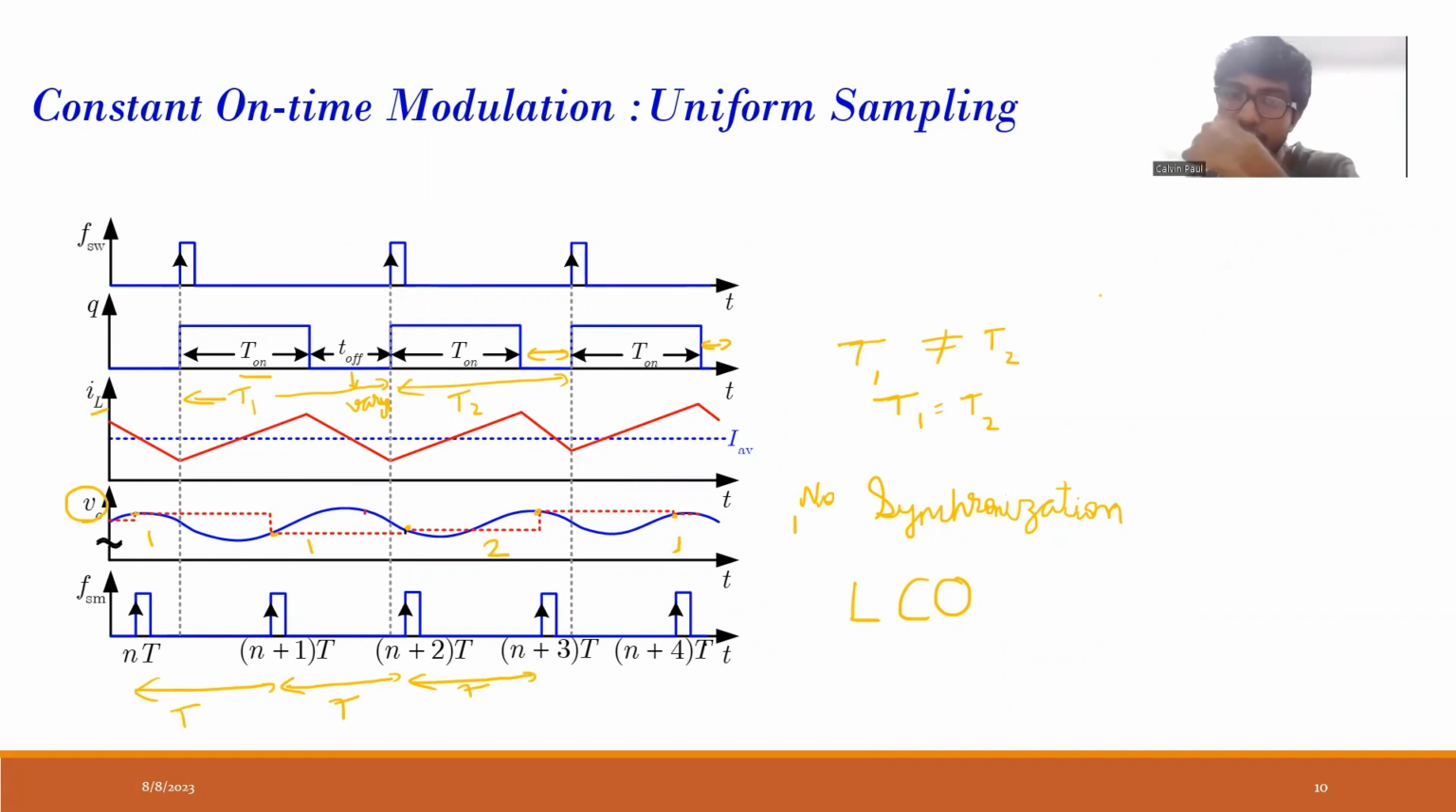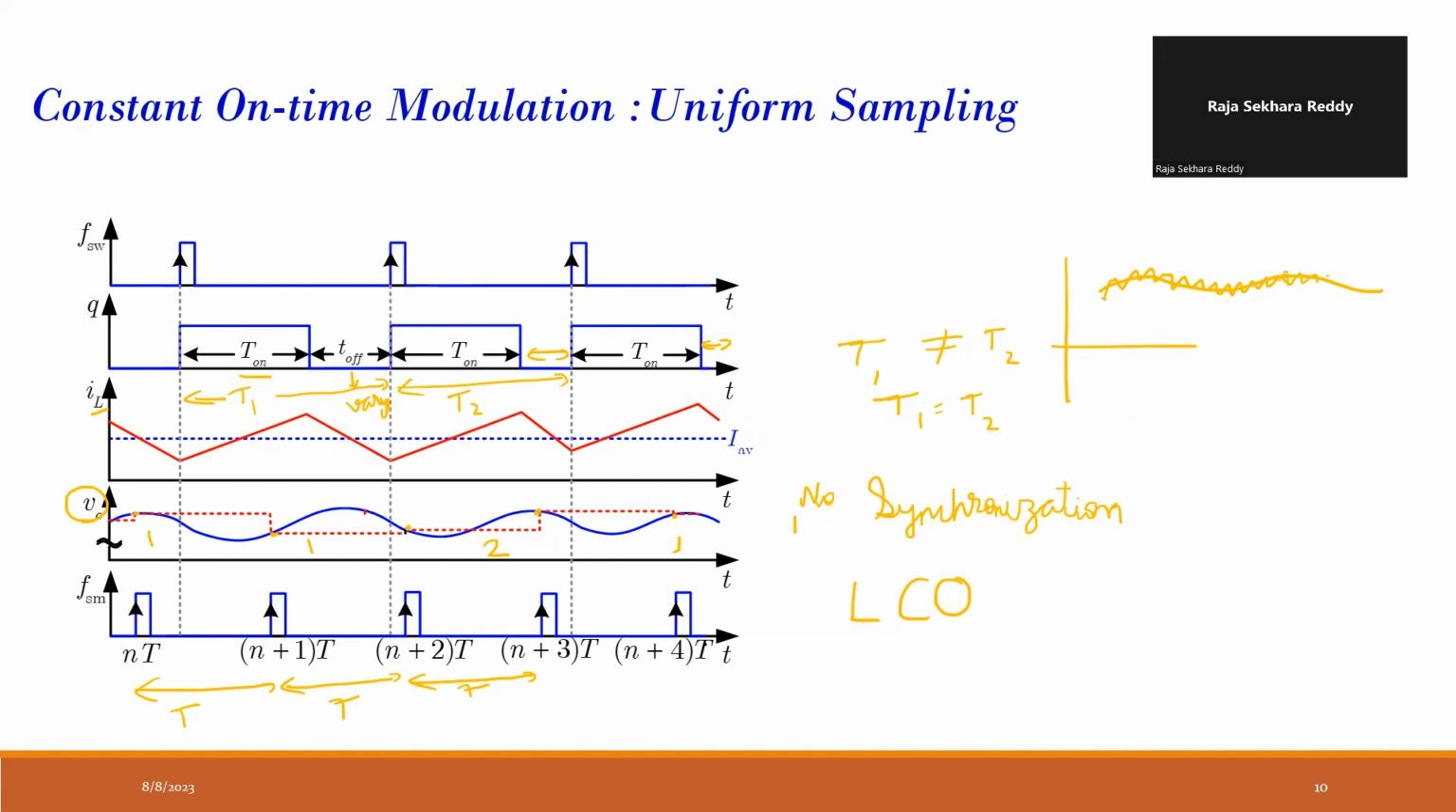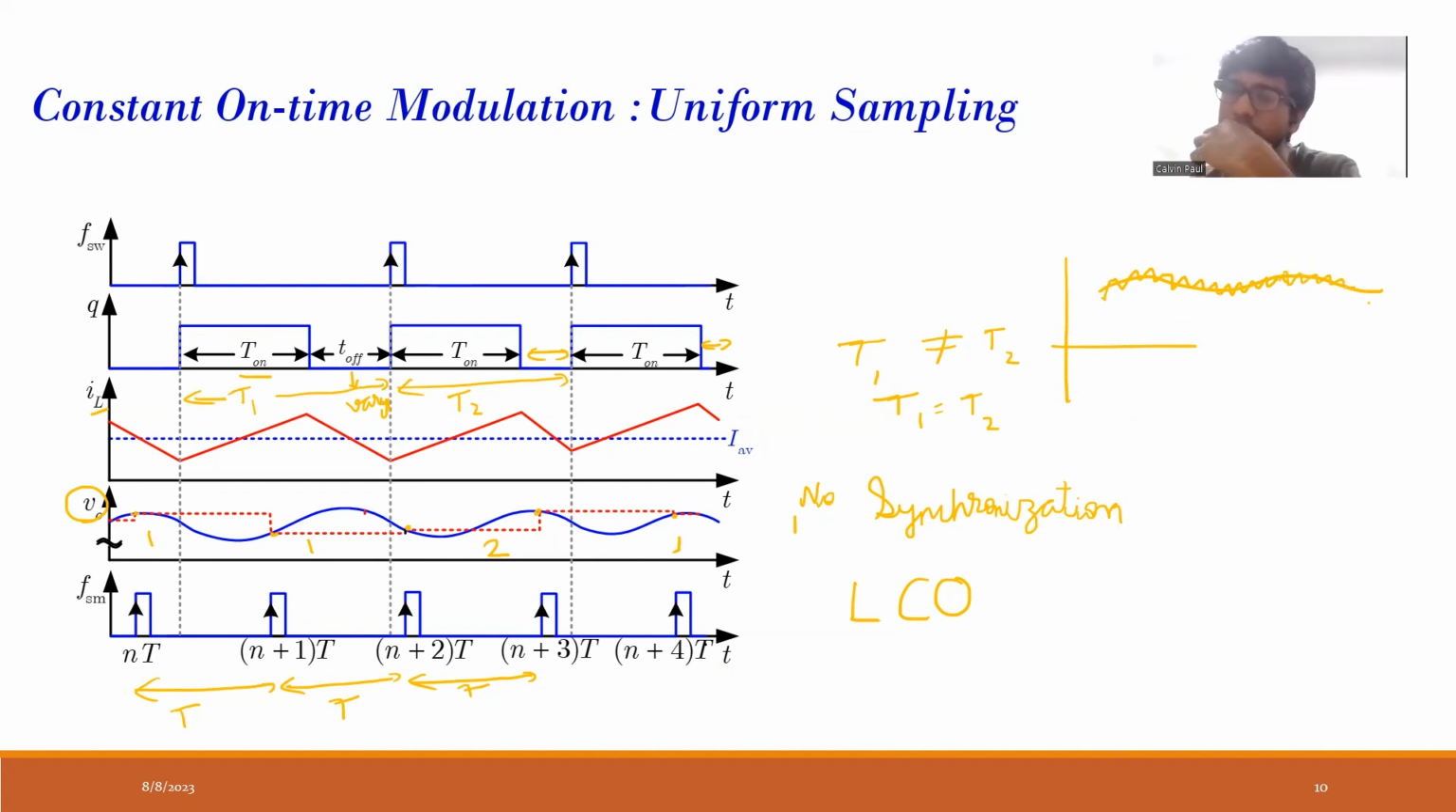The inductor current will be slowly varying. The average value of the inductor current will be slowly varying. Over here, you see the average value of the inductor current is fixed. But with limit cycle oscillation, there will be a slow variation. See, this is the ripple of the inductor current. There will be a slow variation of this. This is some typical example.